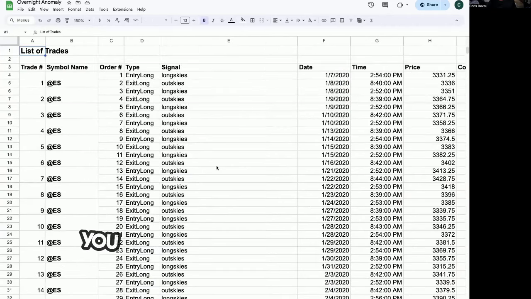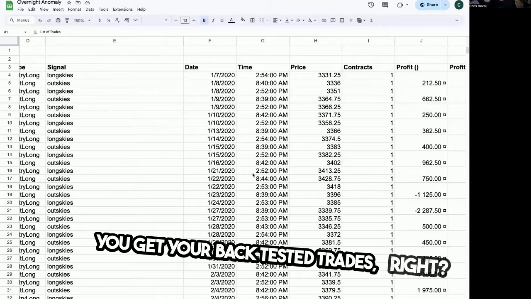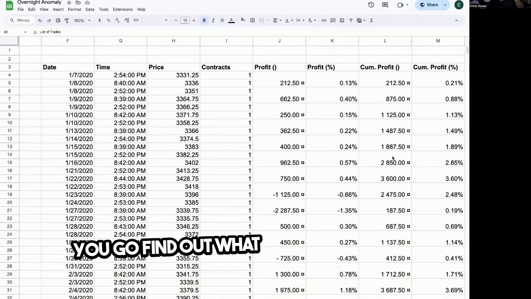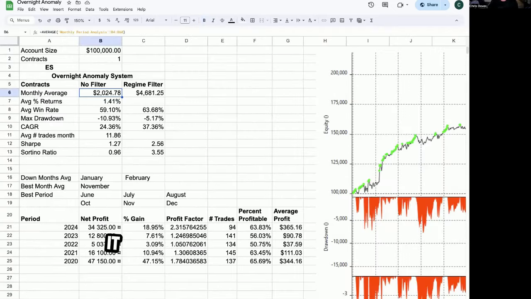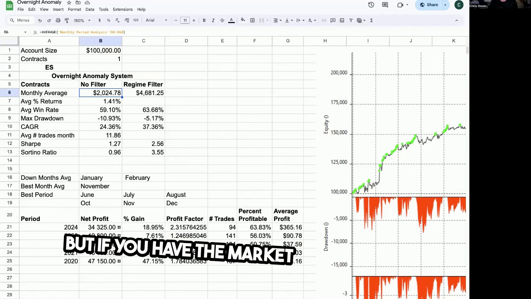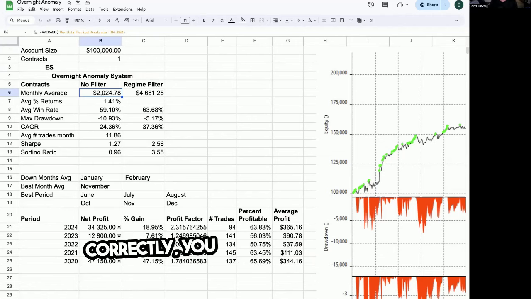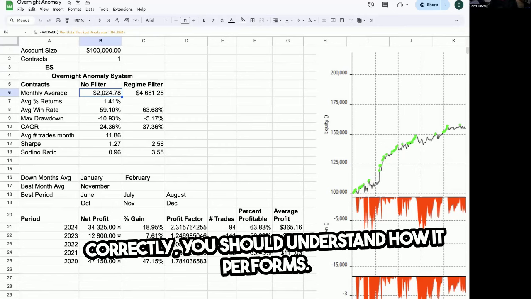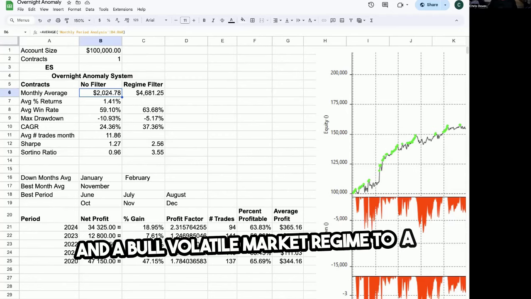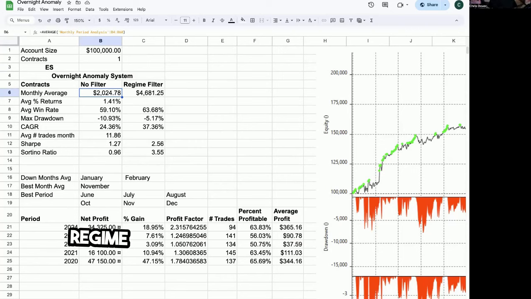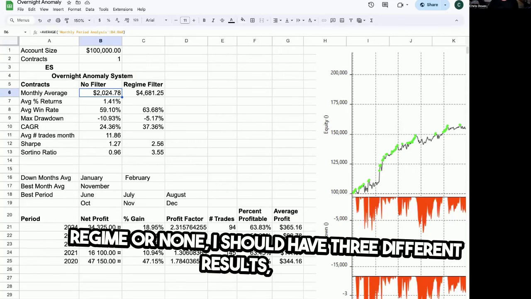So you go in, you get your back-tested trades, right? You go find out what your system is. It's important that you get this back-test. It doesn't mean that your back-test is going to be indicative of the future, but if you have the market regime categorized correctly, you should understand how it performs. So if I categorize a bull quiet and a bull volatile market regime, a bear market regime, or none, I should have three different results, right?